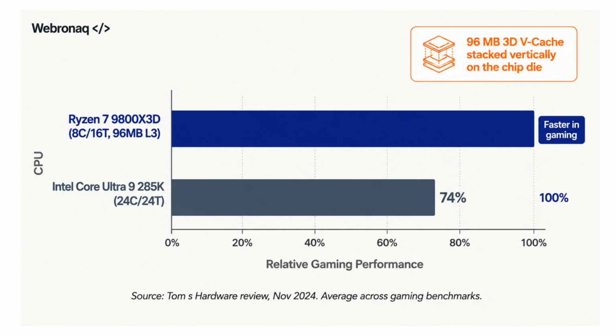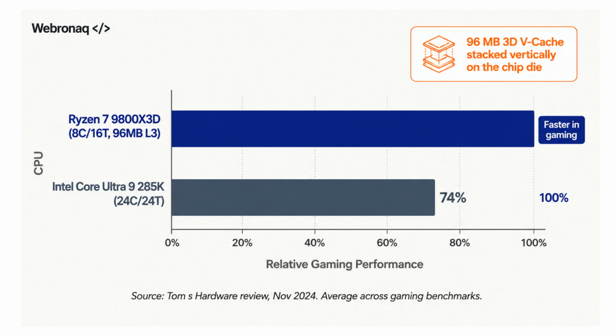Here is where it all clicks together. The Ryzen 7 9800X3D has only 8 cores and 16 threads. The Intel Core Ultra 9285K has 24 cores and 24 threads. By raw count alone, you would expect Intel to win in gaming, but benchmarks from Tom's Hardware show the 9800X3D leading by around 35% on average across gaming tests.